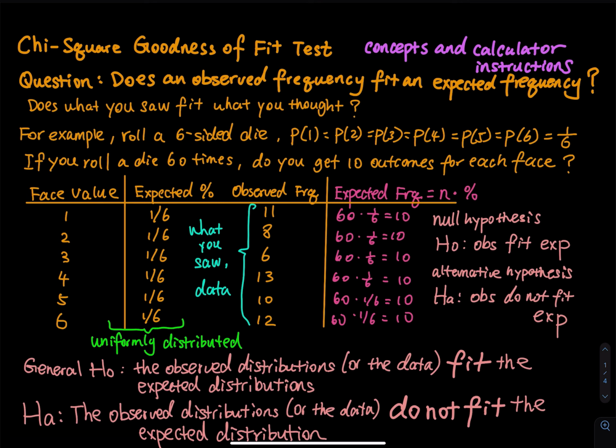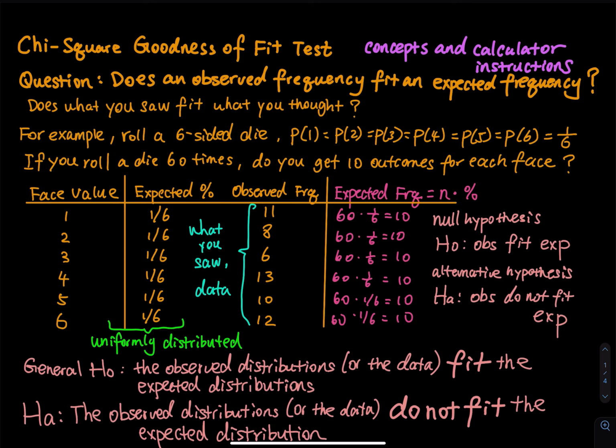And one other thing that I have to remind you: the expected percentages are all 1/6, which is the probability. Sometimes the problem will use this phrase: they will say the expected percentage is uniformly distributed. If you see the words uniformly distributed, that means all categories have the same probability. Again, if you see this word uniform, it means every single probability is the same. So uniformly distributed means every face value has the same probability.